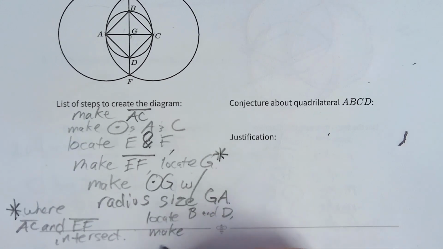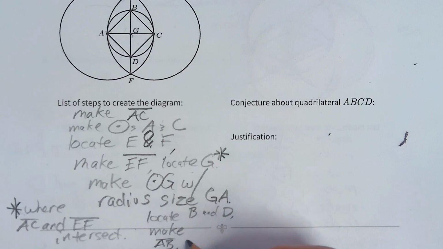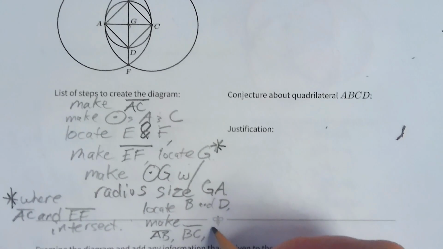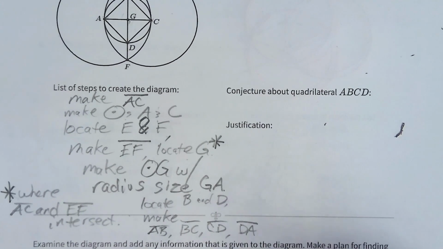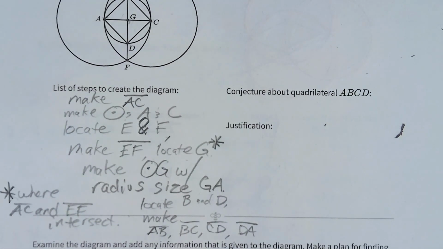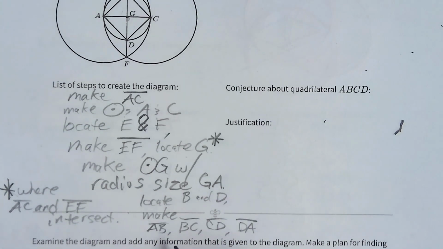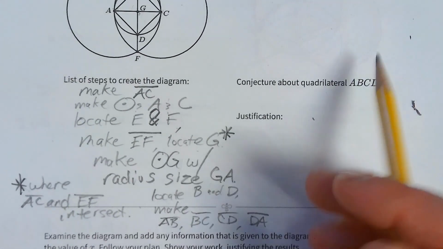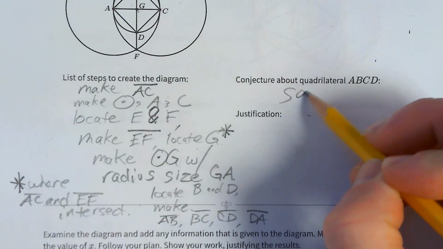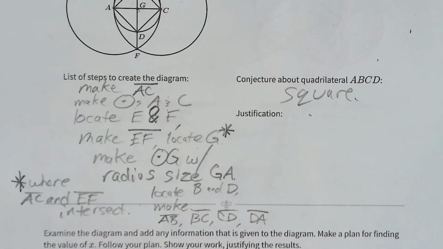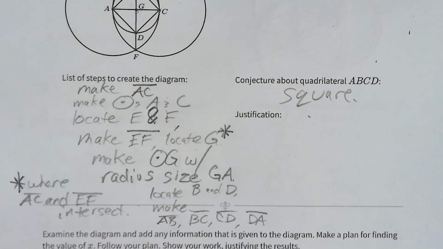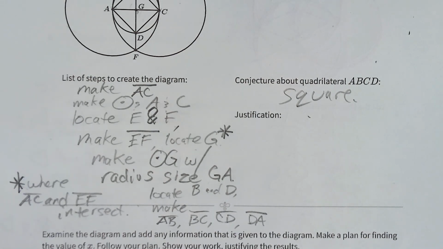And you can make AB, BC, CD, and DA, the district attorney segment. Conjecture: I think it's a square. However, I'm not immediately sure how to prove it's a square. Oh, I know. We'll use congruent triangles.